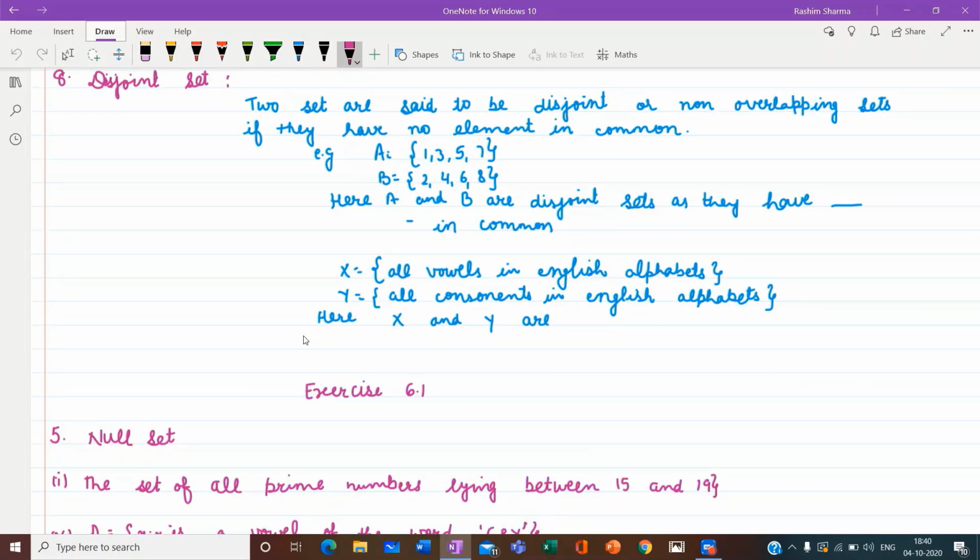Next we have disjoint sets. Two sets are said to be disjoint or non-overlapping sets if they have no element in common. It means if two sets are totally different, there is nothing common in them, we will say that these are disjoint sets. So let us take an example. Set A has elements 1, 3, 5, 7. Set B has elements 2, 4, 6, 8. So we will say that A and B are disjoint as they have no element in common.